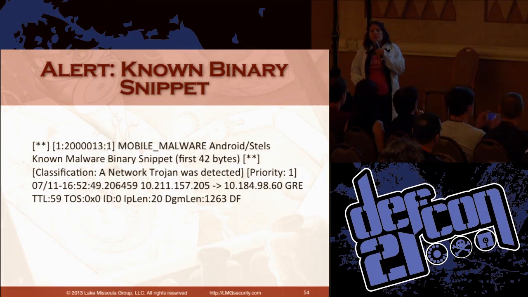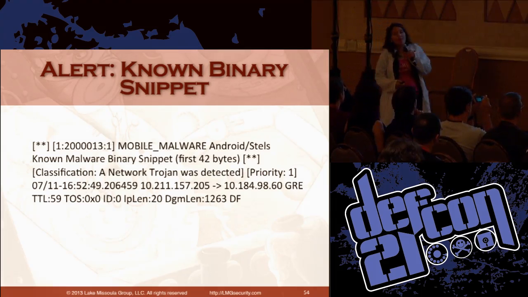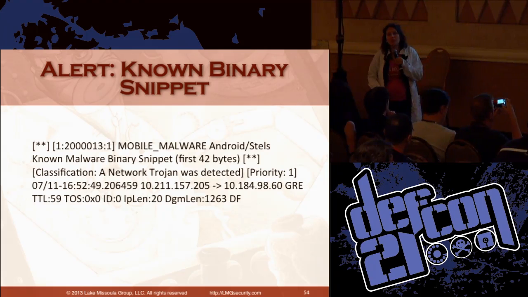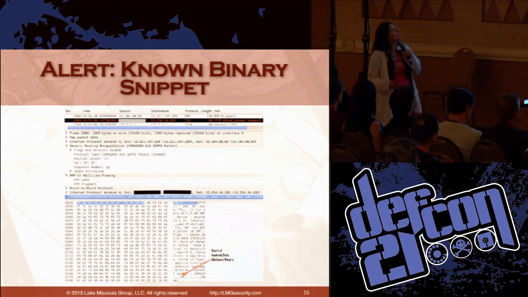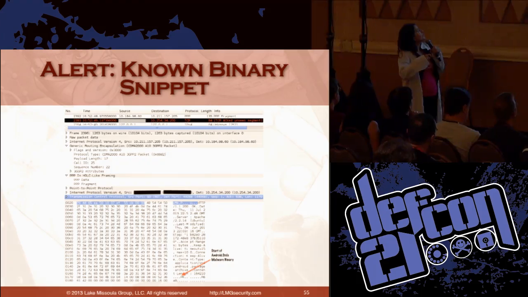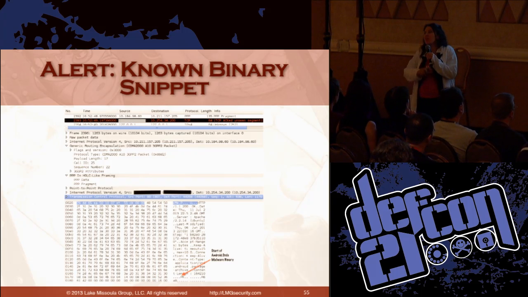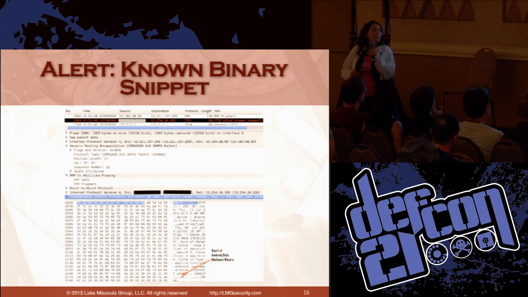The second Snort alert that popped up was an alert on the malware binary snippet, the first 42 bytes. So after that GET request happened, we saw the first 42 bytes come up, and that came up multiple times, actually. Here it is in Wireshark. Now, because this was coming the other way, this was an inbound instead of an outbound HTTP message, Wireshark actually dissected it to a much greater level. We actually see the IP there. We actually see the TCP there. It didn't get the HTTP, but you can see here the start of the Android Stells malware binary, that PK that indicates it's a Windows executable file.